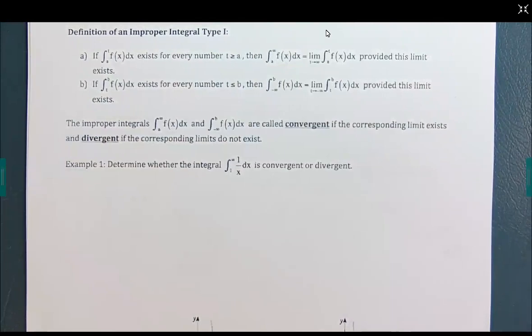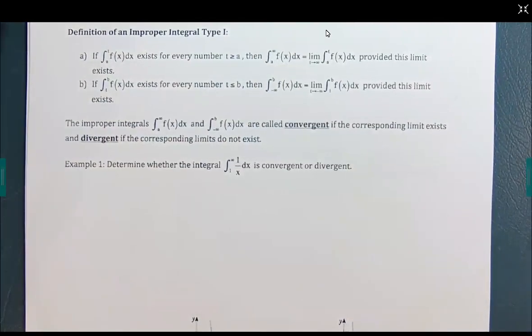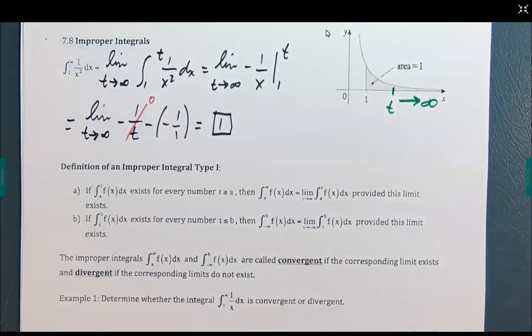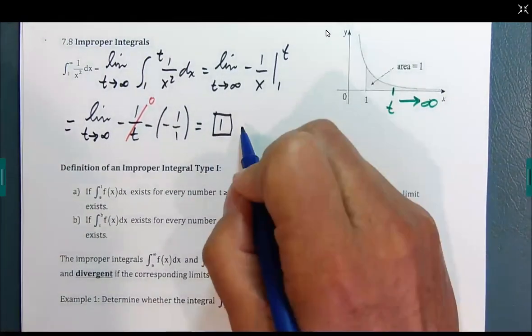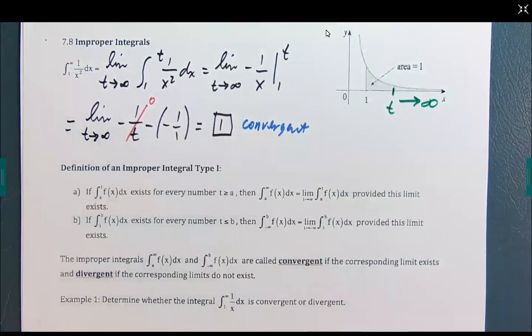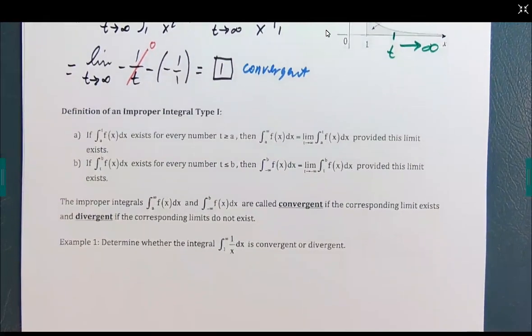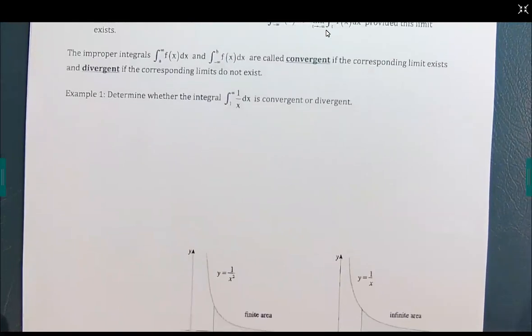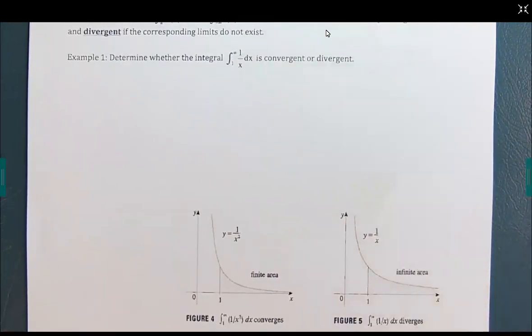Now, an improper integral is convergent if the corresponding limit exists and divergent if it does not. Now, I want to point out this one is convergent. If the limit went off and we ended up dividing by 0 or going up to infinity, then we would call it divergent. And we will experience several of those. So let's do our example here. Determine whether this integral is convergent or divergent.